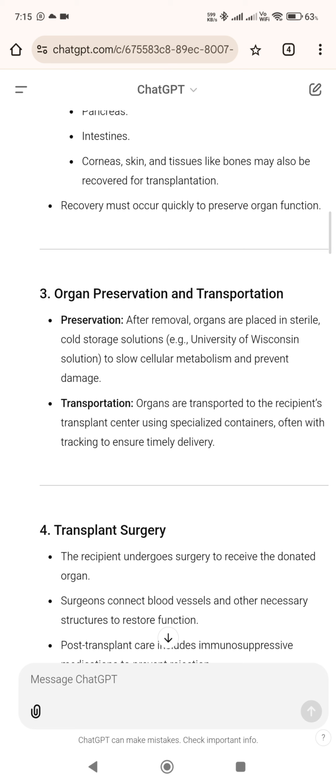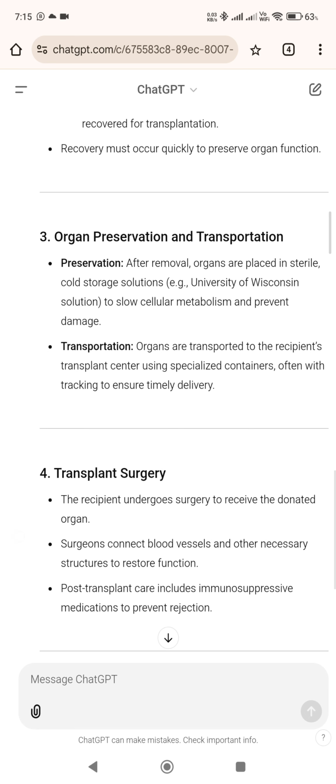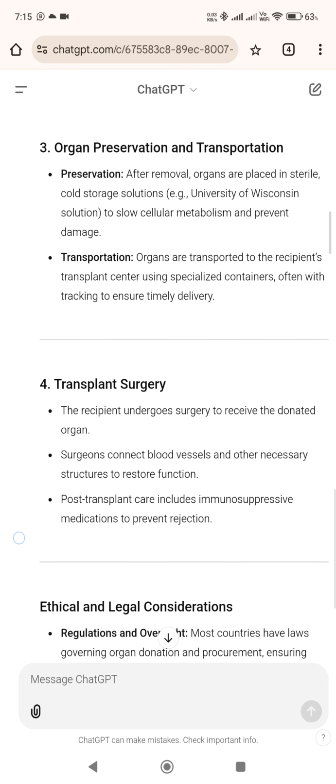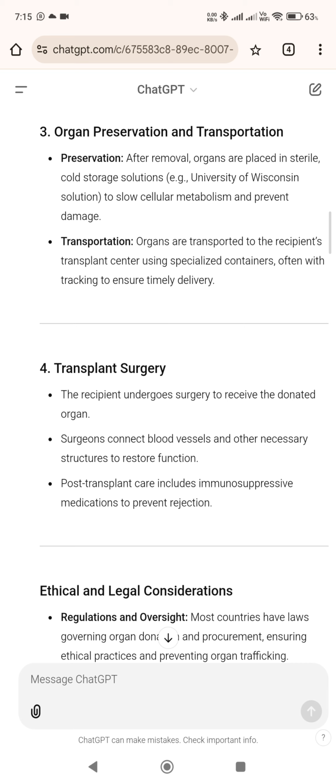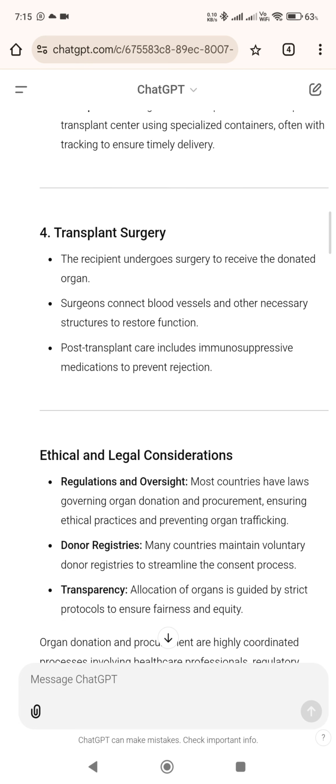3. Organ preservation and transportation. Preservation. After removal, organs are placed in sterile, cold storage solutions, e.g., University of Wisconsin solution, to slow cellular metabolism and prevent damage. Transportation. Organs are transported to the recipient's transplant center using specialized containers, often with tracking to ensure timely delivery.